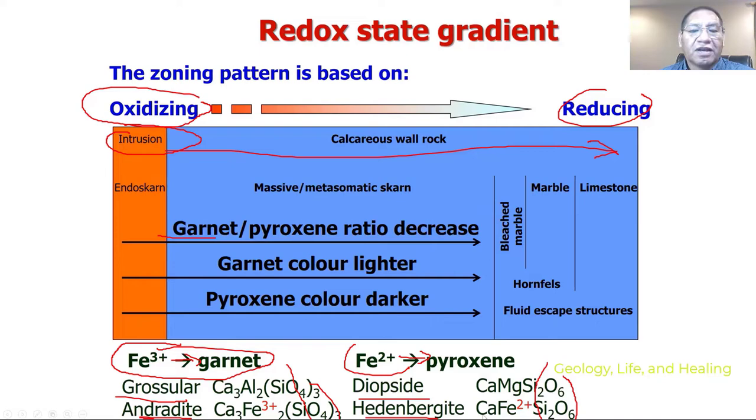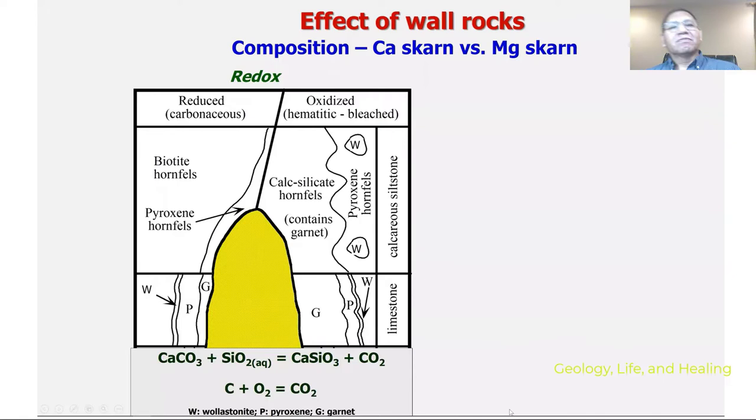Next one. Effects of the wall rock composition: calcium skarns versus magnesium skarns. Calcium skarns, when you have a limestone, you have mineralization in there. Magnesium skarns, we're talking about dolomite. Dolomite is a magnesium carbonate rock. In this case, it is the reduced carbonaceous, oxidized hematitic, bleached, and we have this limestone.